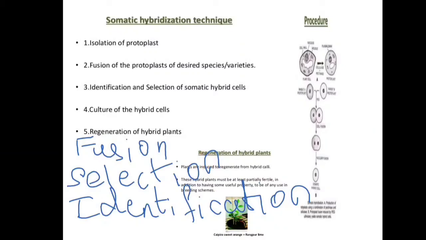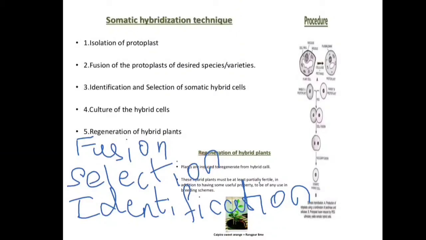And in the visual method, the visual selection of the hybrid cells is very efficient. In some of the somatic hybridization experiments, the chloroplast deficient protoplast of one of the parents is fused with a green protoplast of another parent. Okay, so this facilitates the visual identification of the heterokaryons under the light microscope. The heterokaryons are bigger and green in color, while the parental protoplasts are either small or colorless.